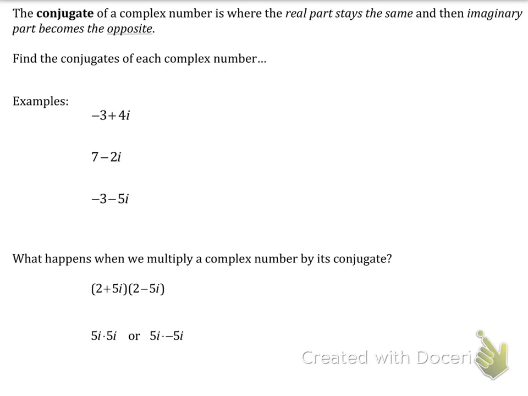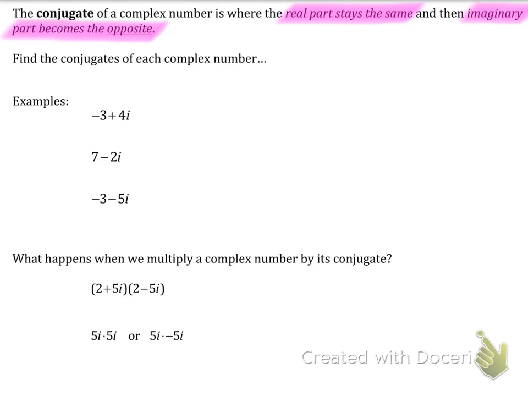Okay, so the last concept today is the conjugate of a complex number, where the real part stays the same. Did you hear that? The real part stays the same. And the imaginary part becomes opposite. Opposite as in, if it's positive, it becomes negative. If it's negative, it becomes positive.